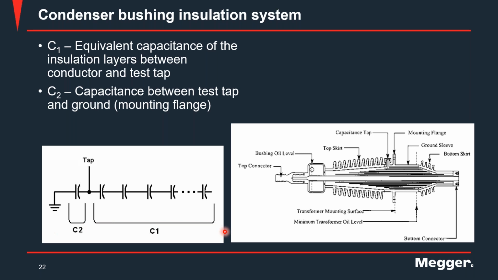The reason why condenser bushings are what you see typically in high voltage applications is because the capacitance graded design results in a better voltage distribution. So with a relatively smaller bushing, you can use it at a relatively higher voltage application.